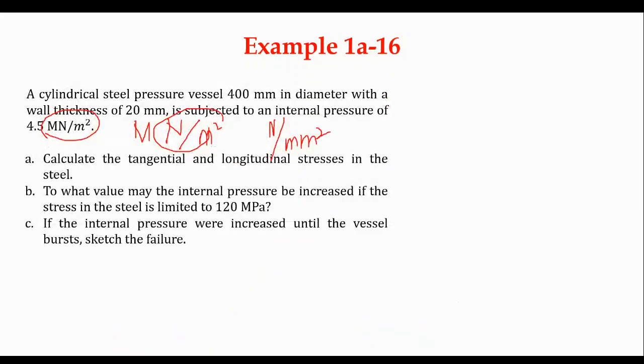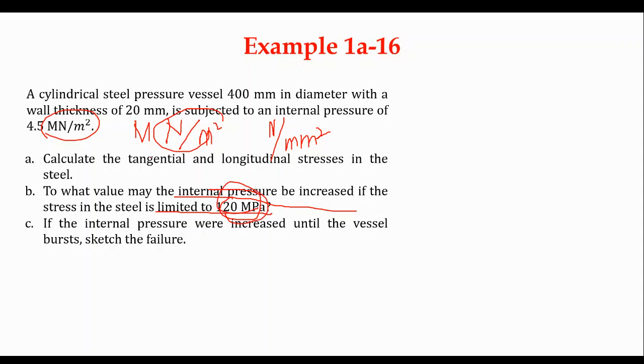Next question. To what value may the internal pressure be increased if the stress in the steel is limited to 120 megapascal? What should the pressure in your pipe be so that it does not exceed the allowable 120? We cannot push the water pressure too strongly, because our pipe might burst. We have a pressure limit, a stress limit of 120 megapascal.